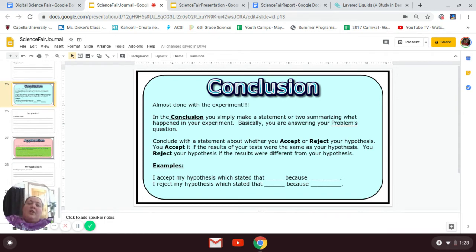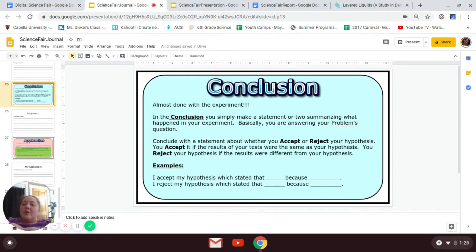So when your hypothesis is correct, and from the beginning you thought something was going to happen in your experiment and you were correct, you would write, I accept my hypothesis. If you find out that your hypothesis was actually not correct, then you reject your hypothesis.